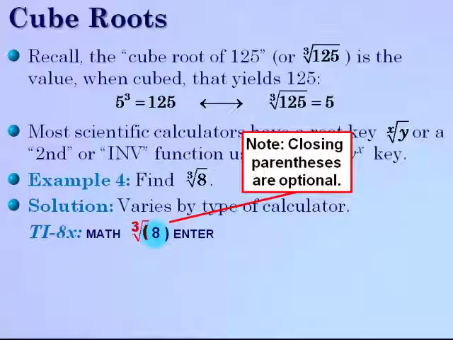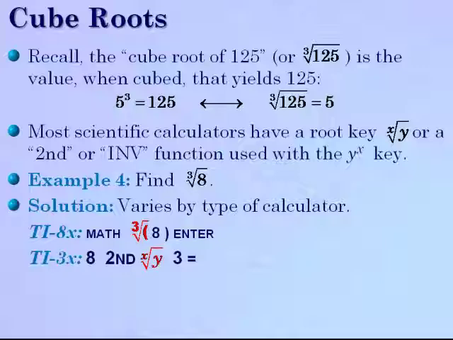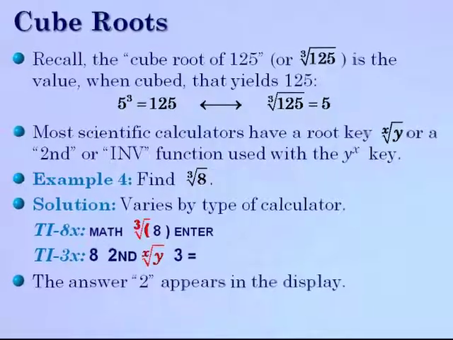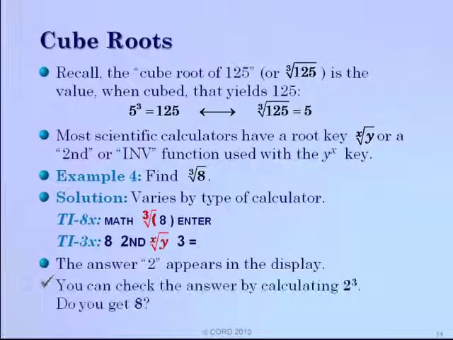Then you enter your number 8 and press enter, and the calculator will give you the result. On a TI-30 series calculator, you have to enter the value first, then press the second x root of y function, and then enter 3. That tells it that you want the third root, and then press equals, and you'll get your result. The answer 2 should appear in your display in either case. You can check your answer by calculating 2 to the third power, 2 cubed.